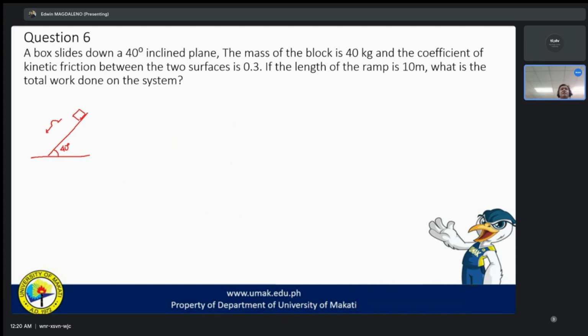Now, the given, so let's try to draw the given. The given in the problem are, of course, the angle theta, which is 40 degrees. We have the mass of the block, which is 40 kilogram. We have the coefficient of kinetic friction, mu k, to be 0.3. The length of the ramp, let's say that is L, is 10 meters.